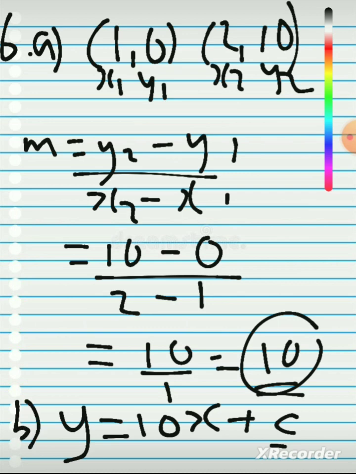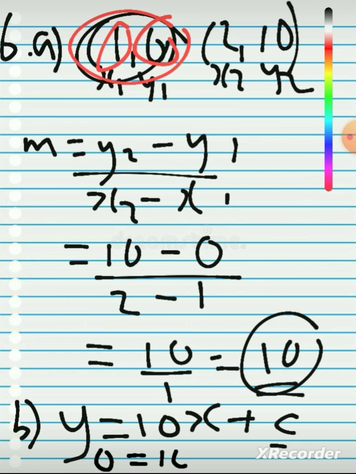So how do we do it? We need to pick this point or this point to use. I like the one that has 0, so I'll pick this. Where there's x, I'll put 1, and where there's y, I'll put 0. So it's going to be like this: where there's y, I put 0; 10, where there's x, I put 1, plus c. I'm going to continue it from here.